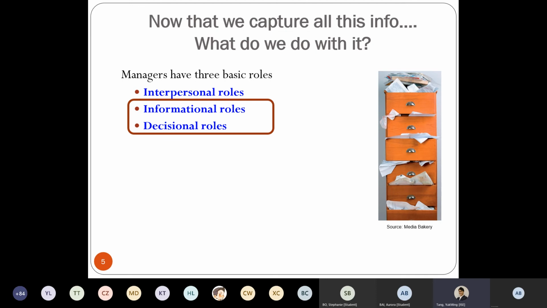Okay, as a manager, you need to talk with different customers and different partners and so on. So one of the major roles for the manager is the interpersonal roles. Second is the informational roles. For the informational roles, you need to get different data or information. And then finally, you have to make decisions based on this information, so the manager has these three basic roles: interpersonal, informational, and decisional roles.